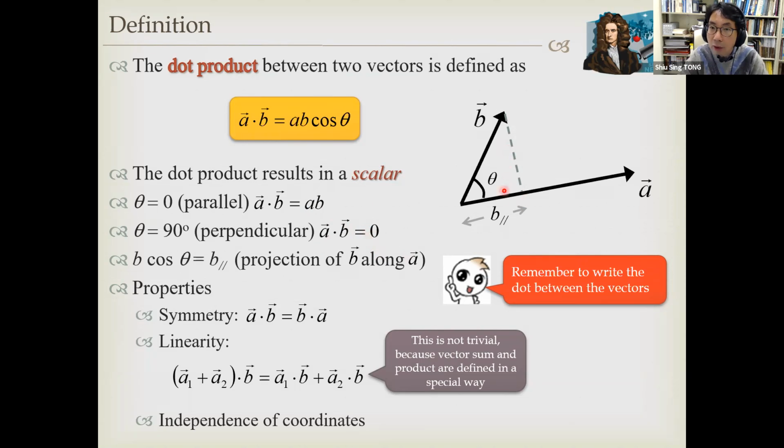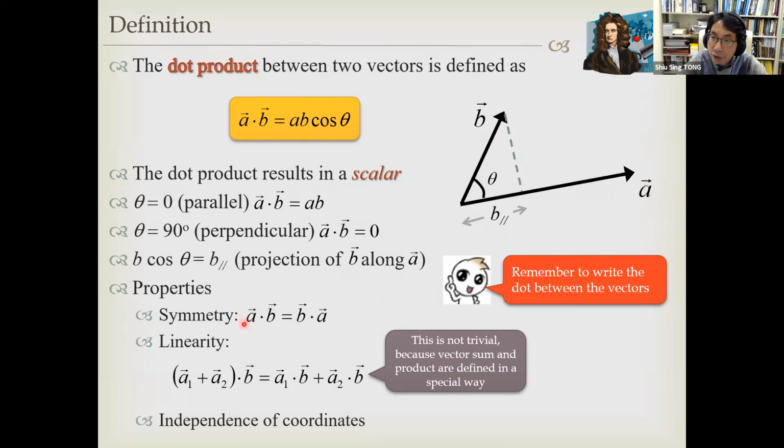And you can also think of the dot product as the projection, a component of one vector in the direction of the other, multiplied by the magnitude of the other vector. In this case, I project B along the direction of A. I get B parallel equal to B cosine theta. And when I take B cosine theta and multiply by the length of A, I get the dot product. You can think of the dot product this way.